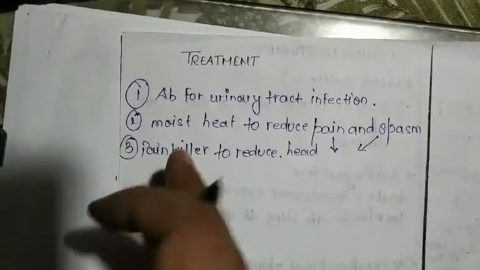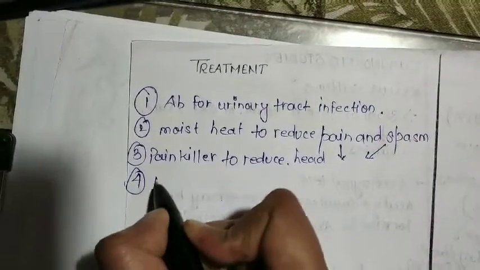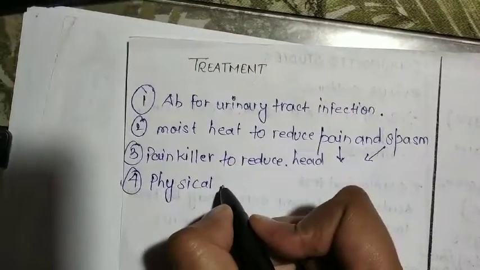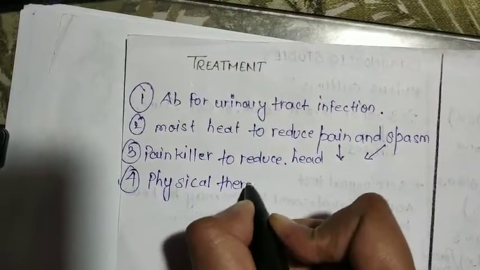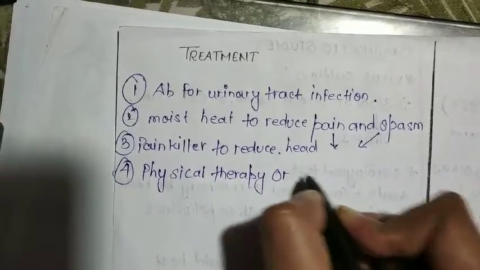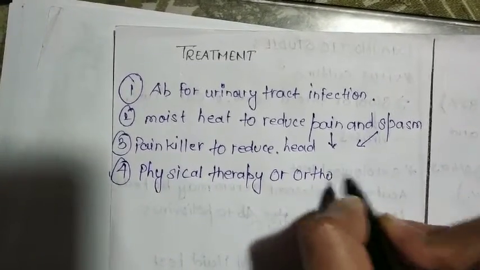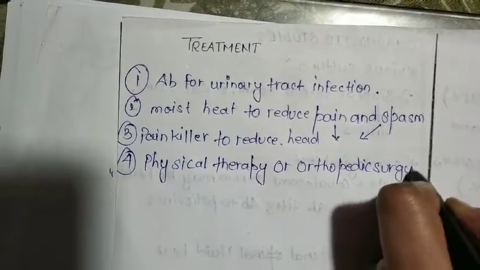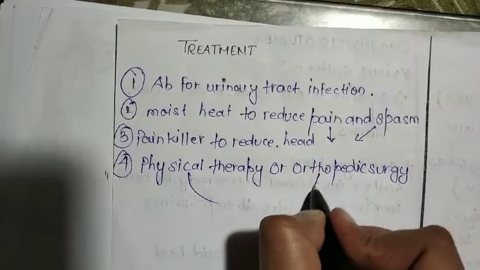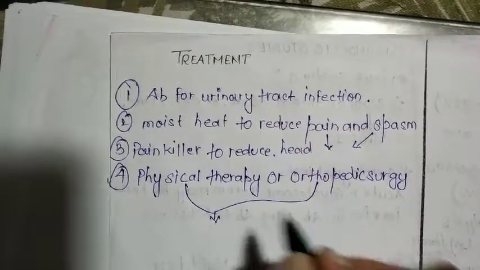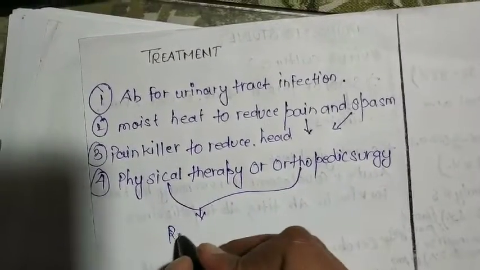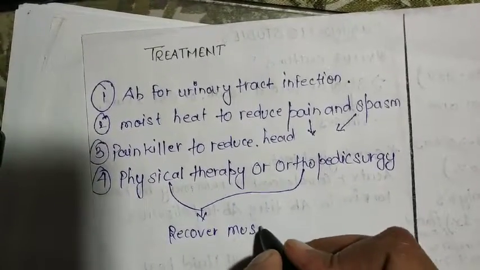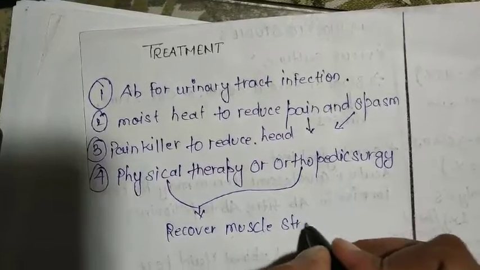And fourth, we can give physical therapy. That is very important. Physical therapy or orthopedic surgery. These two have one goal in the treatment: to recover the muscle strength and the function.